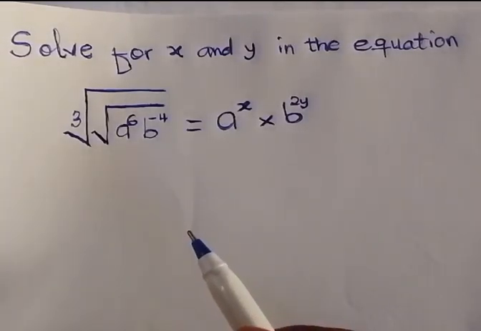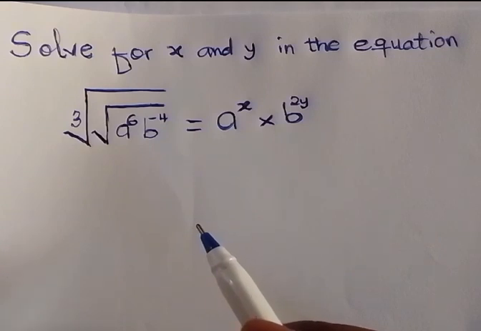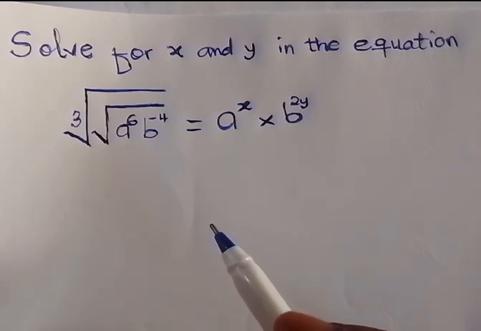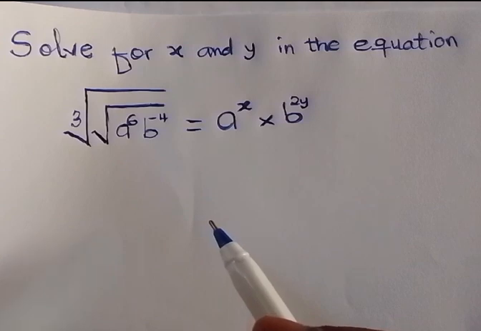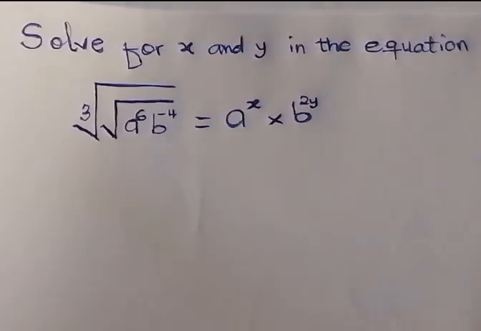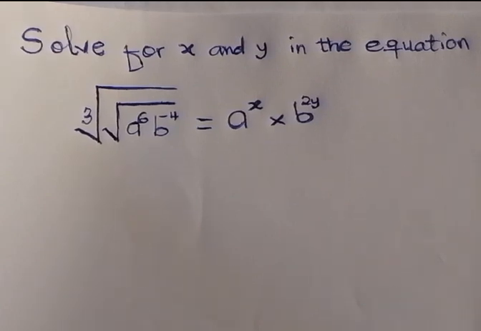So let's look at this question. We are to solve for x and y in this equation. We have the cubic root of the square root of a exponent 6 times b exponent negative 4 is equal to a exponent x times b exponent 2y. So this is an exponential equation, and we are looking at how we can find the values of x and y.